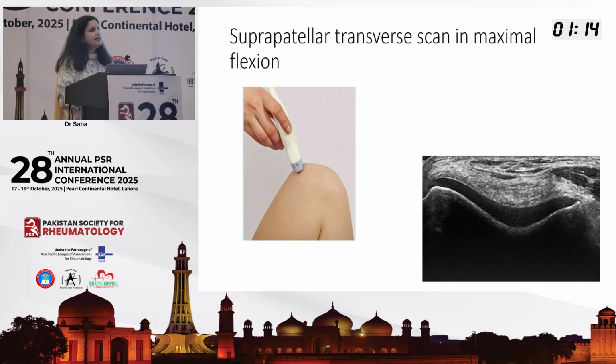Now once you are done with the suprapatellar longitudinal as well as the transverse scan, do one thing more. Make sure your patient has a complete flexion of the knee. This would make your articular cartilage visible. So this is the articular cartilage. A lot of important key concepts here.